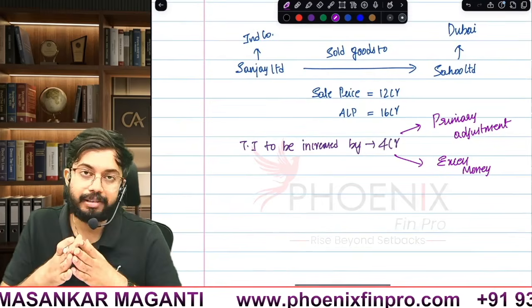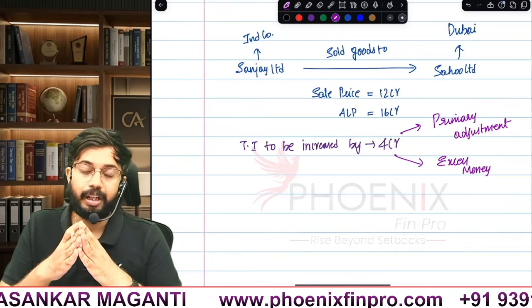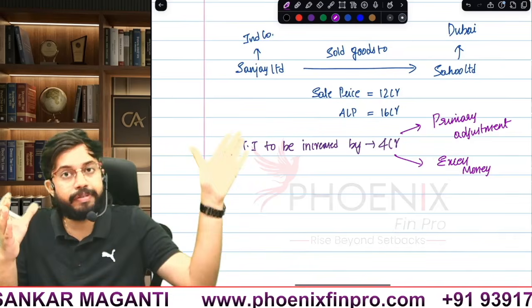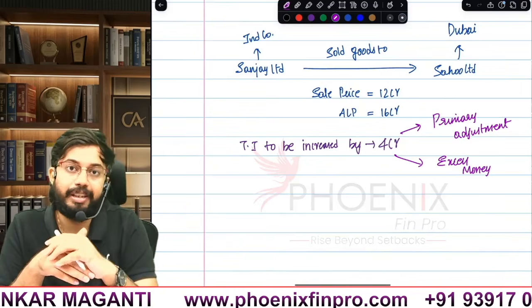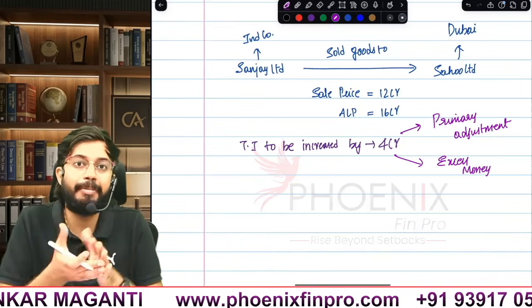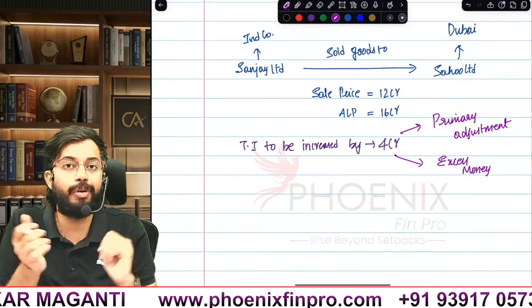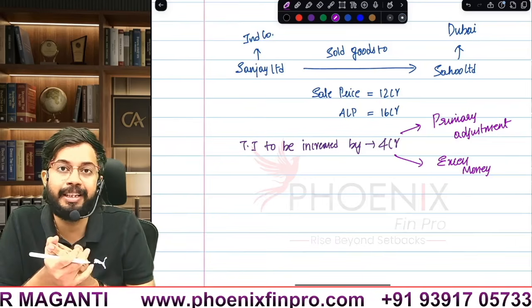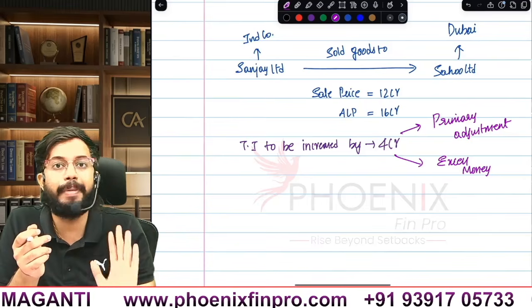Now the point is, whatever the excess money is there, primary adjustment. Like Sanjay Limited sold goods for 12 crores. But how much is arm's length price? 16 crores. That means how much is extra amount? Extra amount is 4 crores. What the income tax department is saying, primary adjustment is 4 crores. On 4 crores you will pay tax.